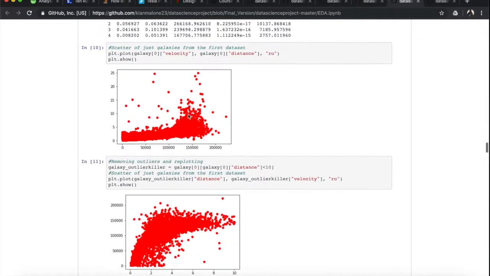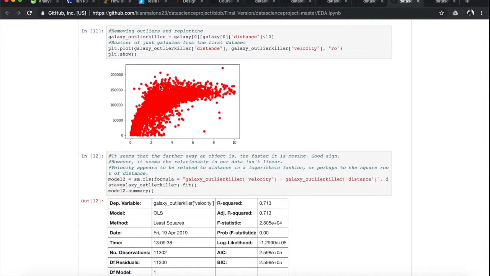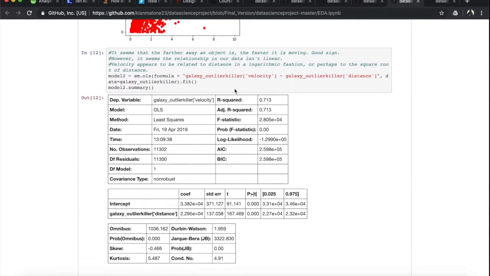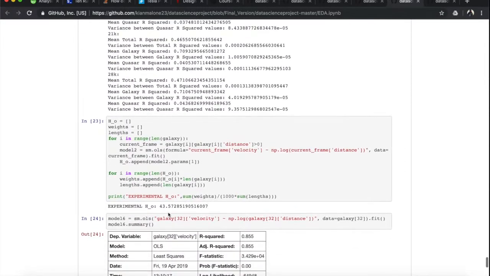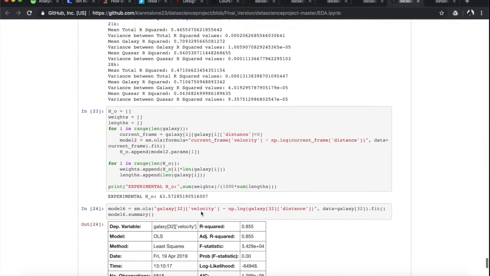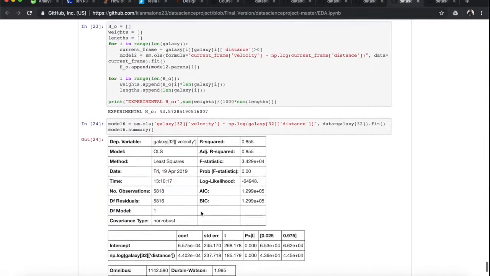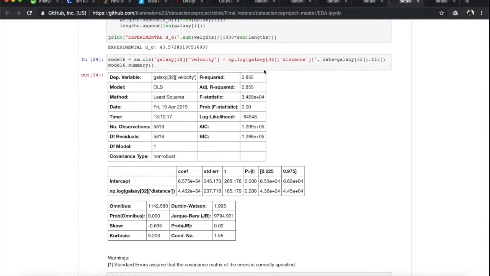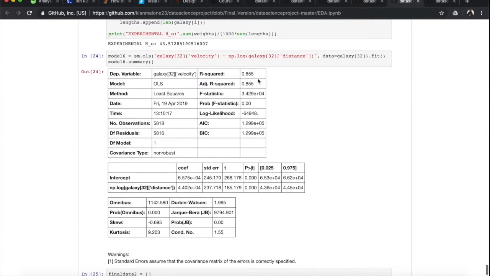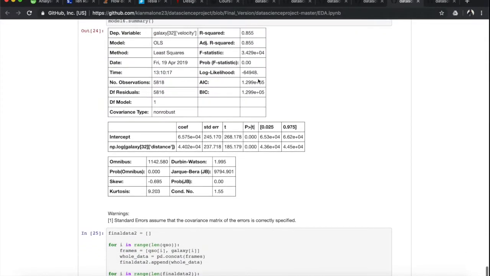Because of this, we decided to build our regression model using the log of the distance rather than just the distance itself. In our regression model, to determine the Hubble parameter, our experimental measured value was 43.57285 kilometers per second per megaparsec, and a typical r-squared value of each model was around 85%. This means that the variance between the log of the distance and the velocity is explained by our models.